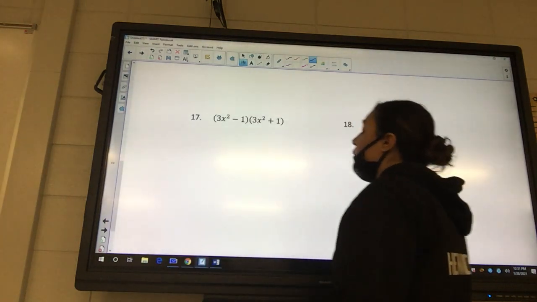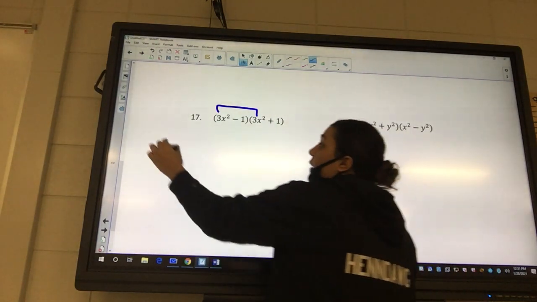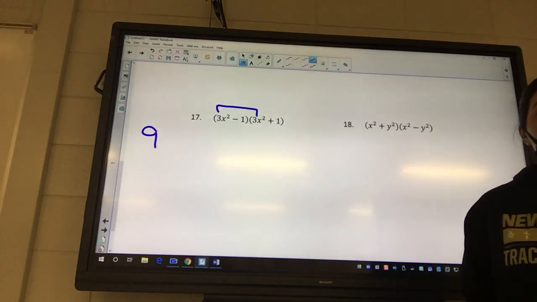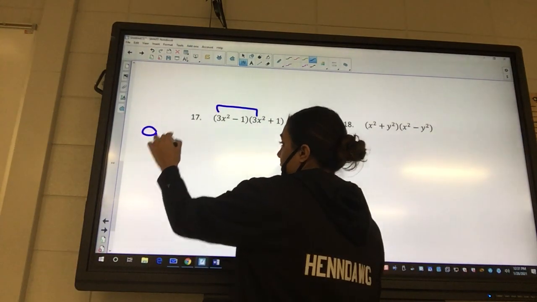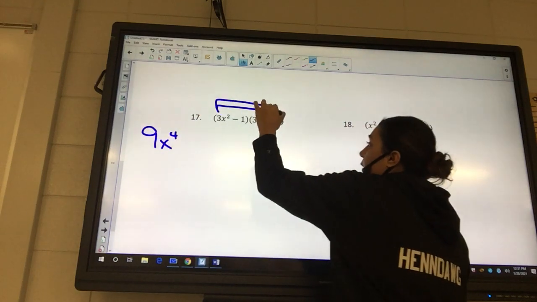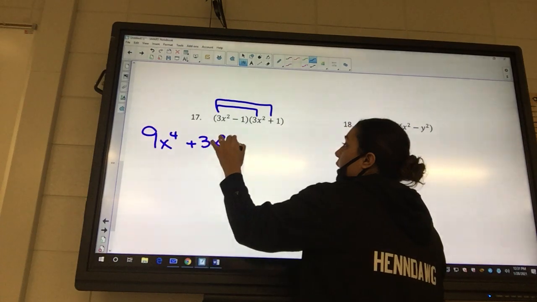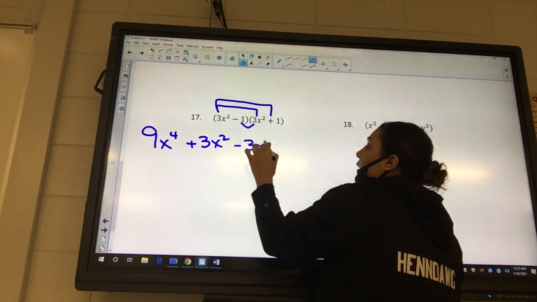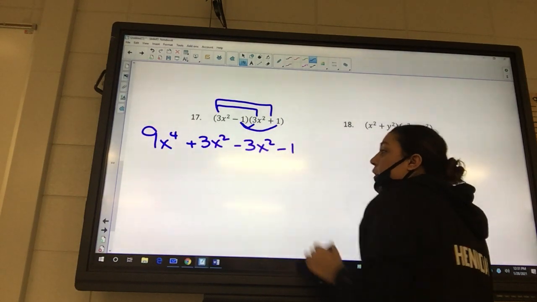Okay, 17. Multiply the first. So 3 times 3 is going to be 9. How many x's do I have? 4. It's going to be x to the 4th. The outer is going to be plus 3x squared. The inner minus 3x squared. And the last is going to be minus 1.